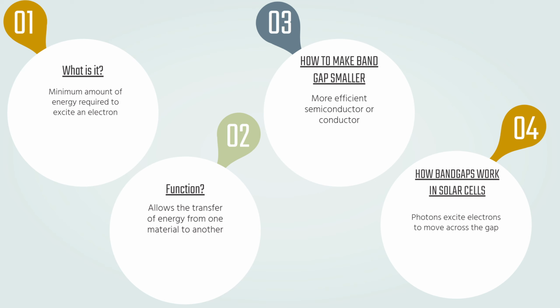A more efficient semiconductor or conductor can be used to close the band gap and allow for more efficient transfer of electrons across the gap. Photons from light energy excite the electrons in the valence band, giving them enough energy to jump across the gap into the conduction band and create an energy current.